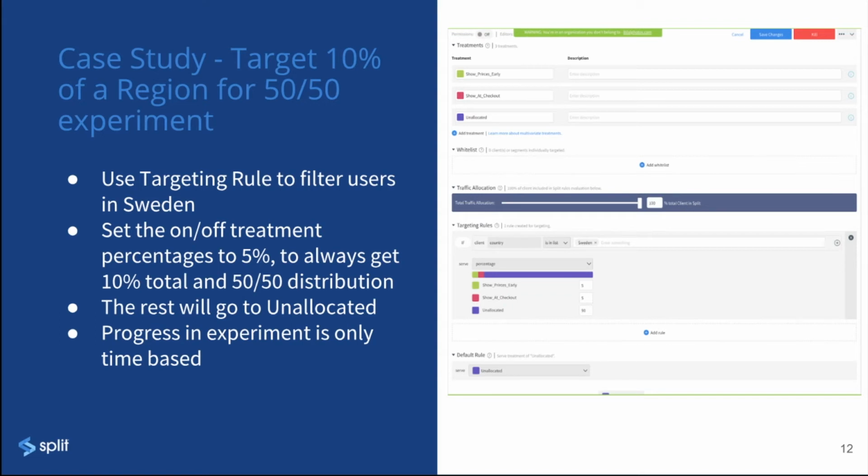Now, the unallocated treatment is needed so that we can put all the other users from that country into the unallocated, so they don't participate in the experiment. Note here that we did not use the traffic allocation bar, simply because the traffic allocation bar comes before the targeting rule. And as we know, Split checks all the conditions from top to bottom. So the traffic allocation bar here will be applied to the global population and not to a specific region.